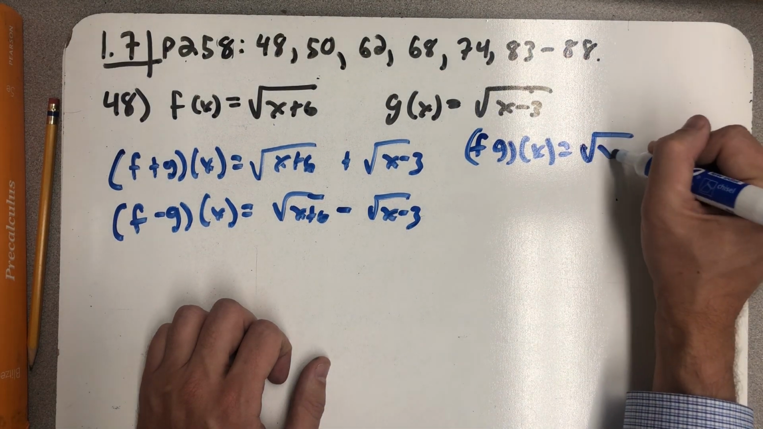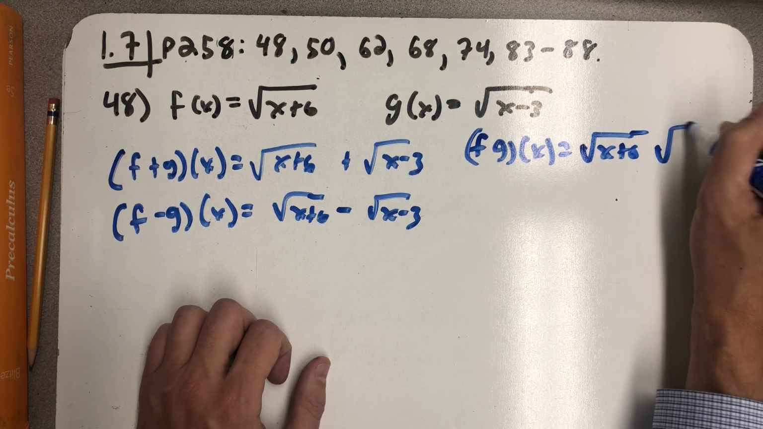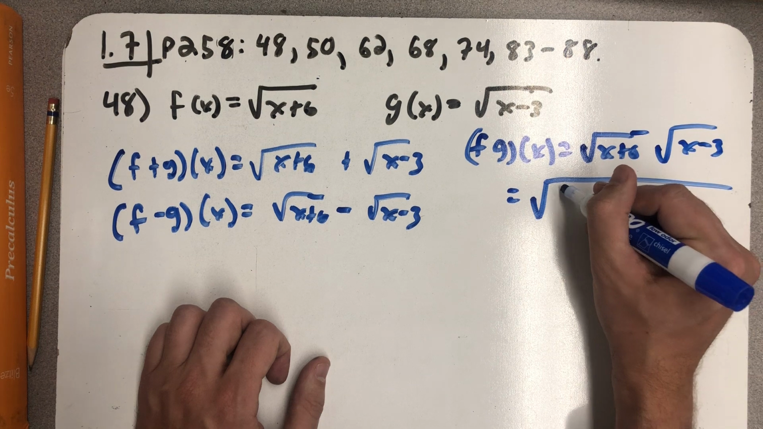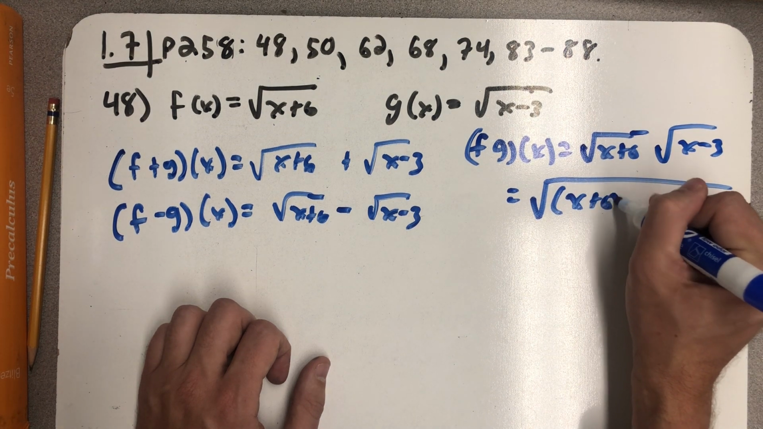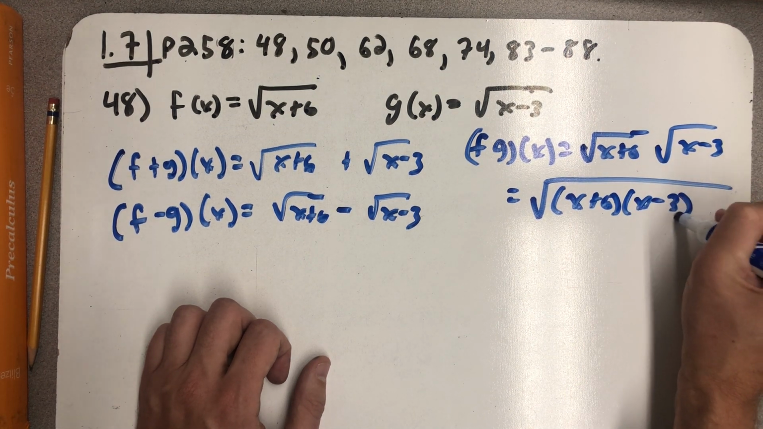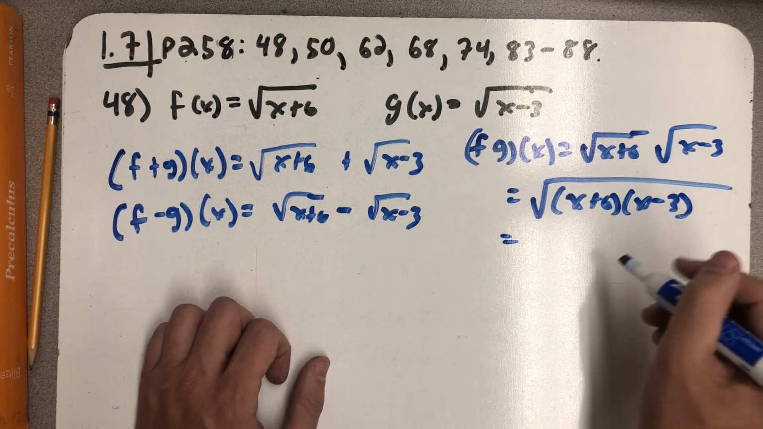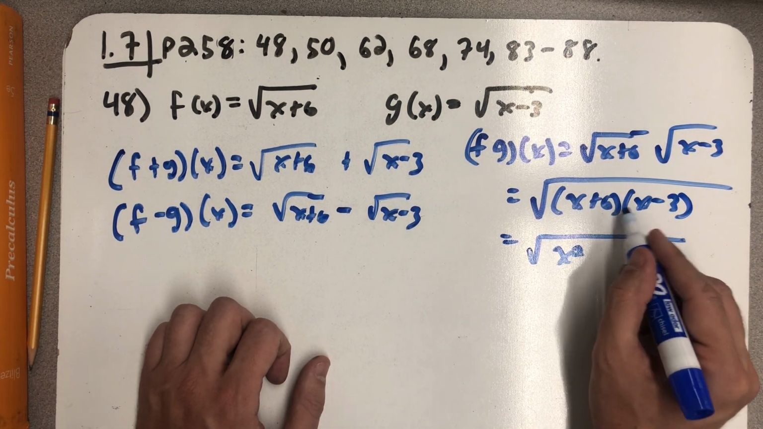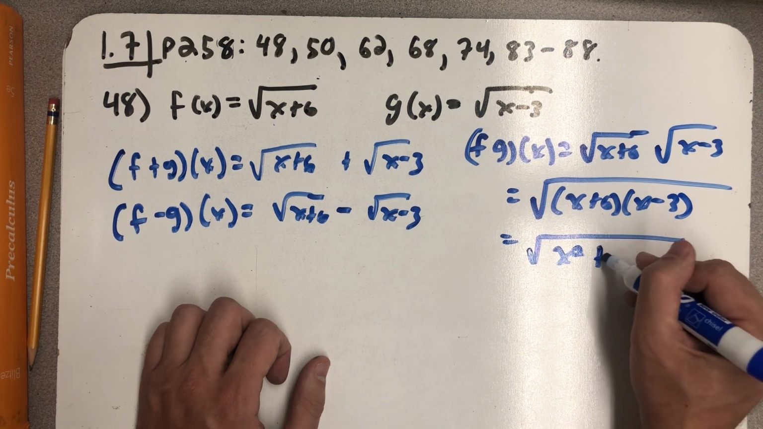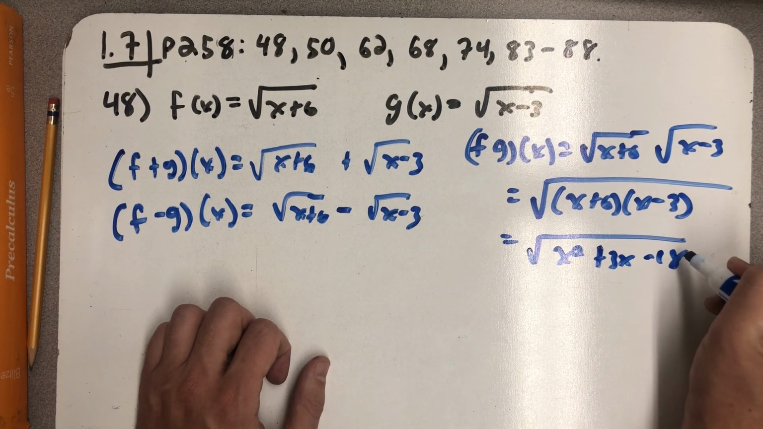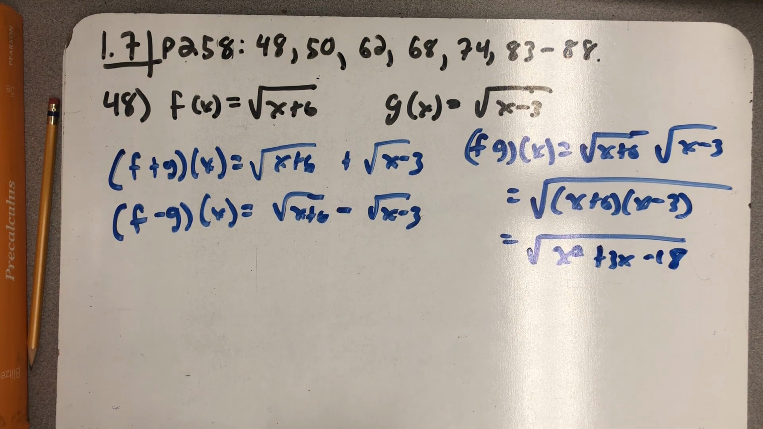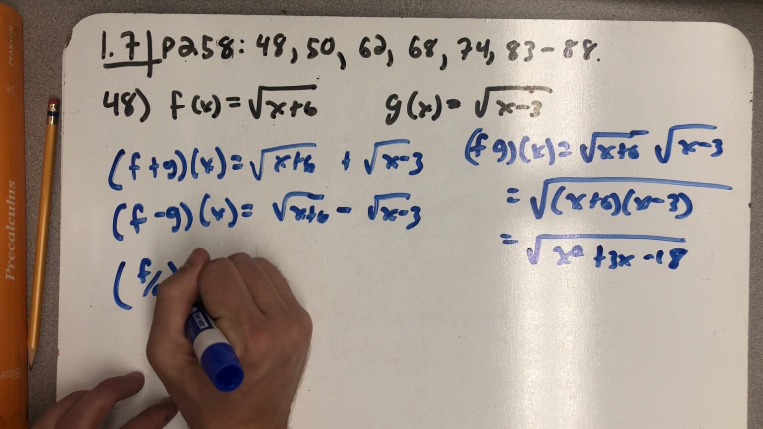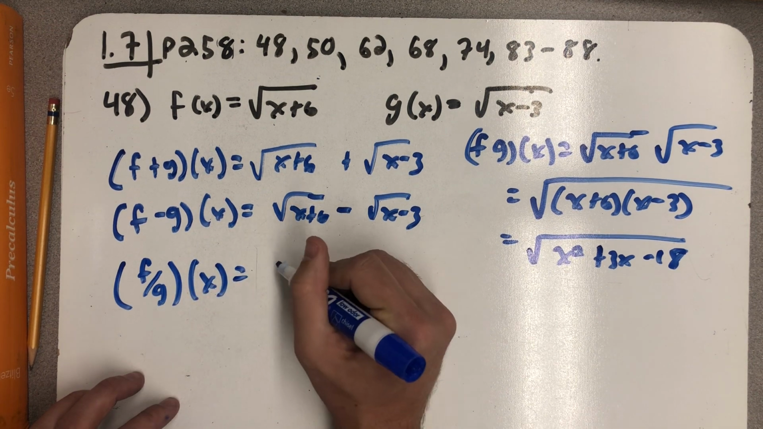I have two square root functions multiplied together. Technically, I can at least do something to make it look a little different, because when I multiply square roots, I can imagine taking the square root of the product. And now on the inside of this, I can distribute. I have x squared. Now let's see, that's a 6x minus 3x, so plus 3x minus 18. It's about as much as I can do with that. And then finally, I have f over g of x.